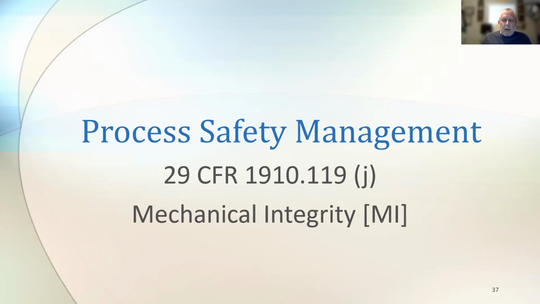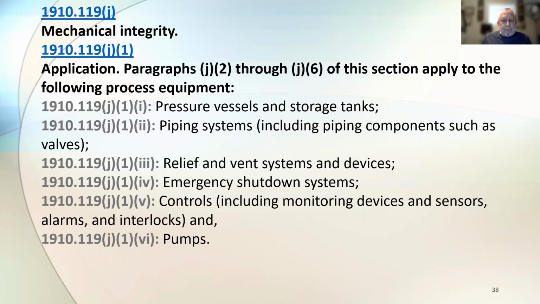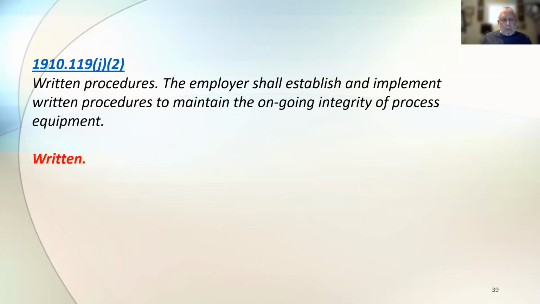Mechanical integrity, J. Paragraphs J2 through J6 of this section are part of this equipment: pressure vessels and storage tanks, piping systems, including piping components such as valves, relief and vent systems and devices, so relief valves and relief vent systems we talked about, emergency shutdown systems, controls, including monitoring devices and sensors, alarms, interlocks, and pumps. So just about everything that's going to handle your highly hazardous chemical.